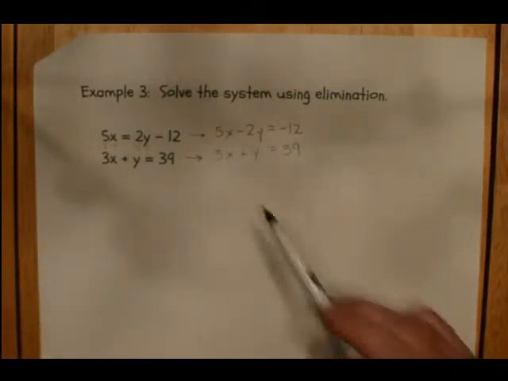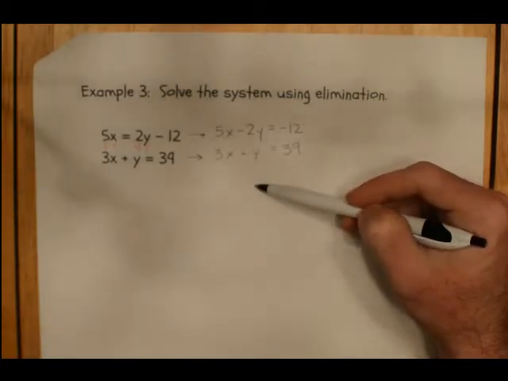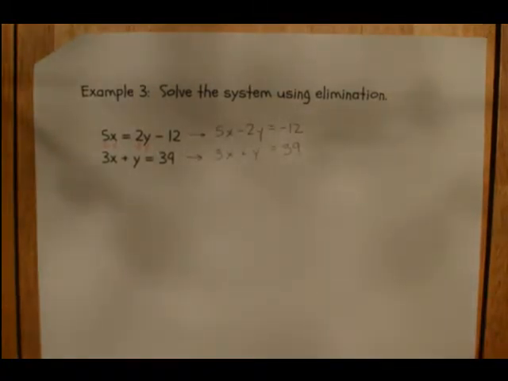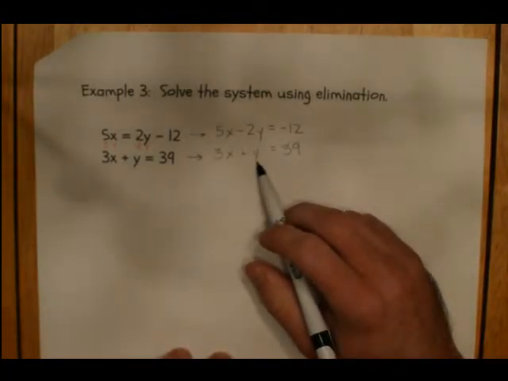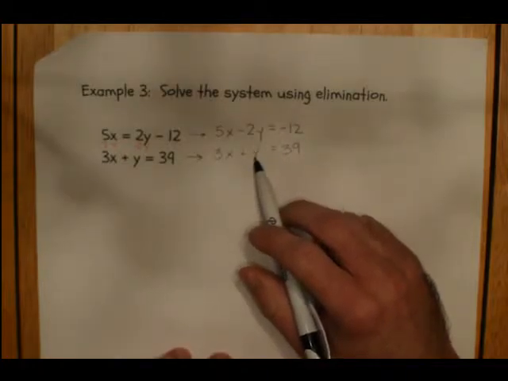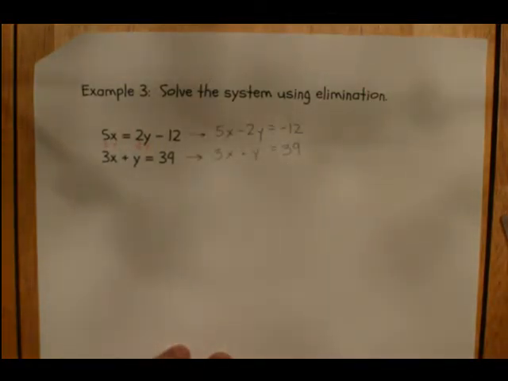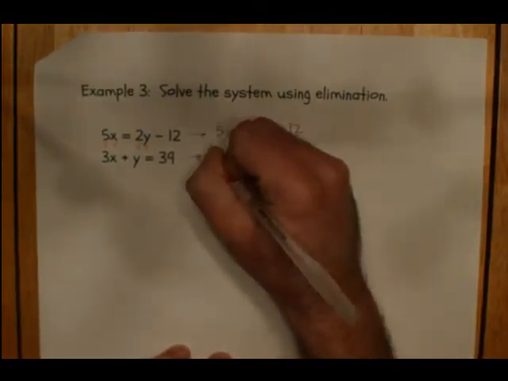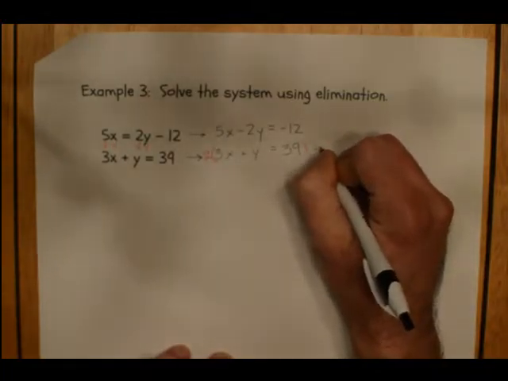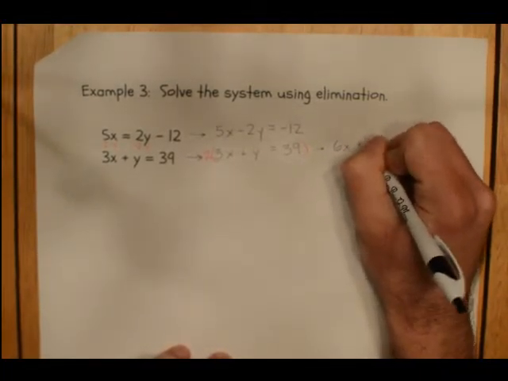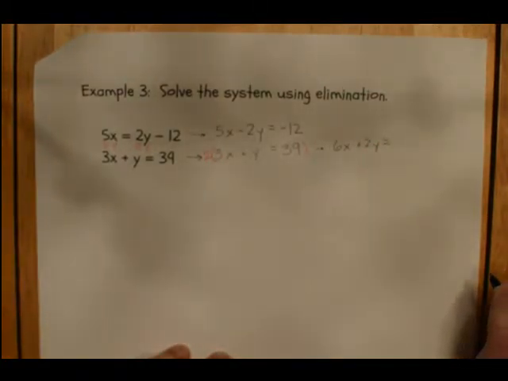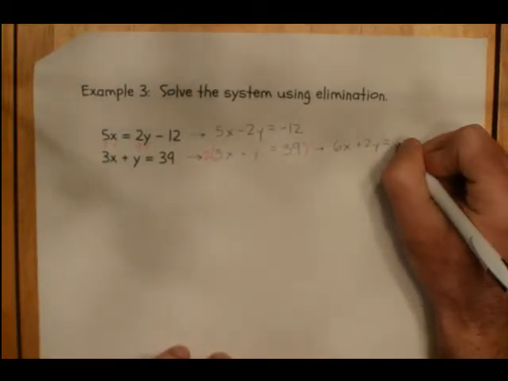Now, if we added right now, we would have 8x and negative 1y, and that wouldn't solve the problem of having two different variables. We need to have opposite coefficients. We need to cancel out either x or y. So I'm looking at this and seeing that if I multiplied the second equation by 2, I would have 2y here to go with the negative 2y up here, and those would effectively cancel out. So I'm going to go ahead and multiply the second equation by 2, and that will give us 6x plus 2y is equal to 39 times 2, which is 78.